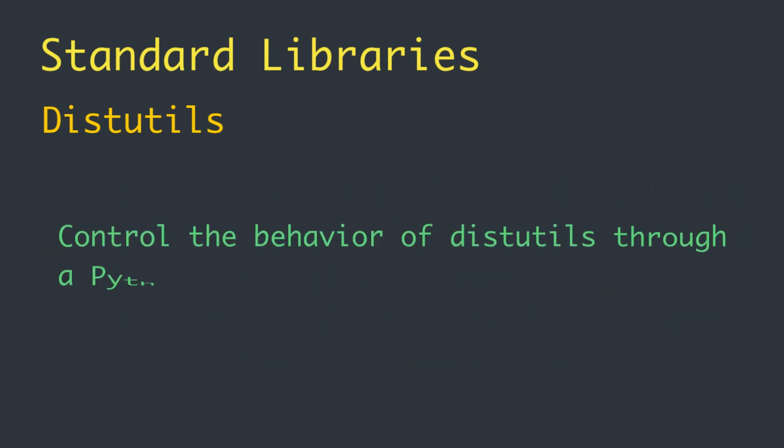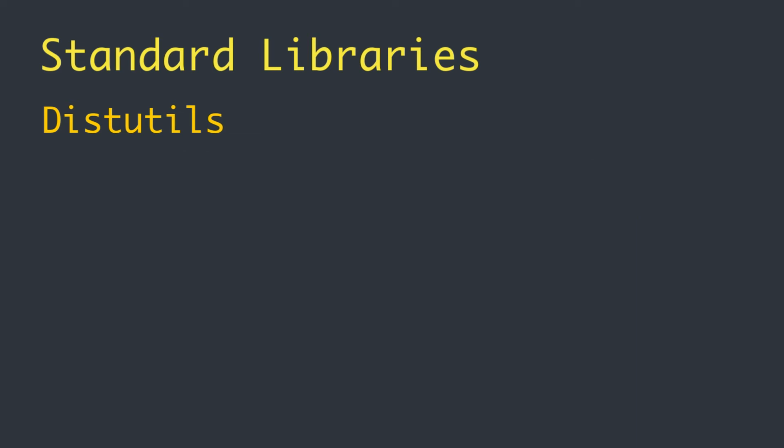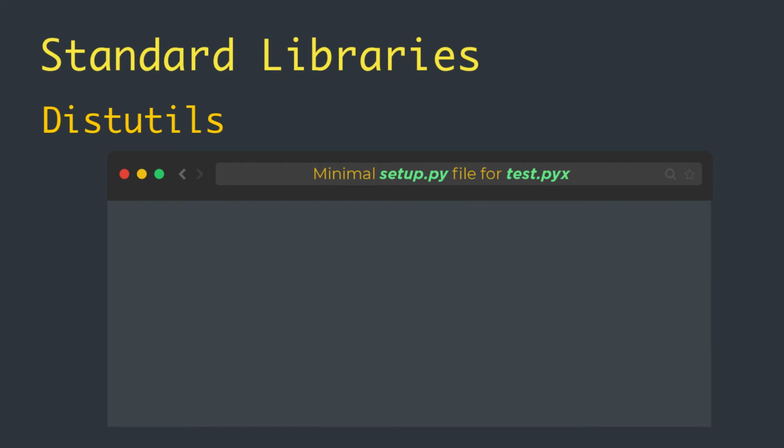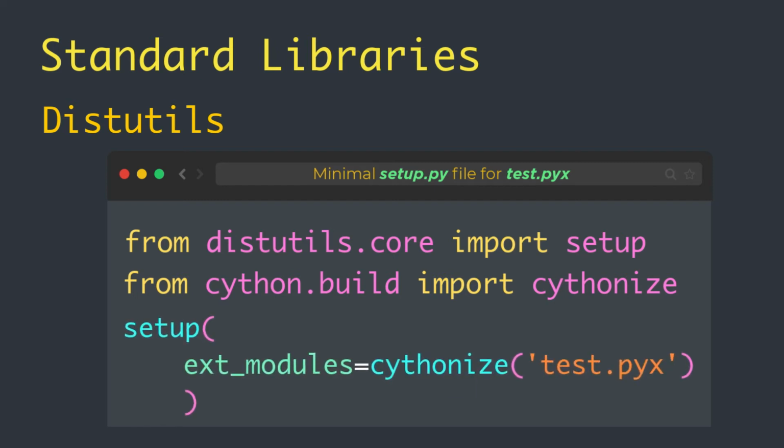We control the behavior of Distutils through a Python script, typically named setup.py. A minimal setup.py script for compiling the test.pyx source file into an extension module is just a few lines long, two of which are imports: from distutils.core import setup and from Cython.Build import cythonize. Then I will call the setup function along with the cythonize function for the extension module. The core of the script is in the setup and cythonize nested calls. The cythonize function in its simplest usage converts Cython to C source code by calling the Cython compiler. We can pass it a single file, a sequence of files, or a glob pattern that will match Cython files.